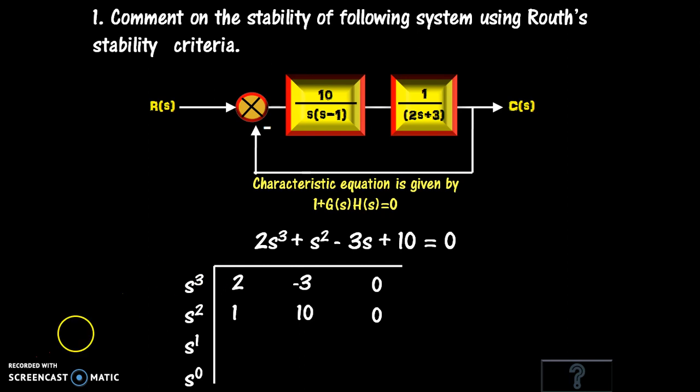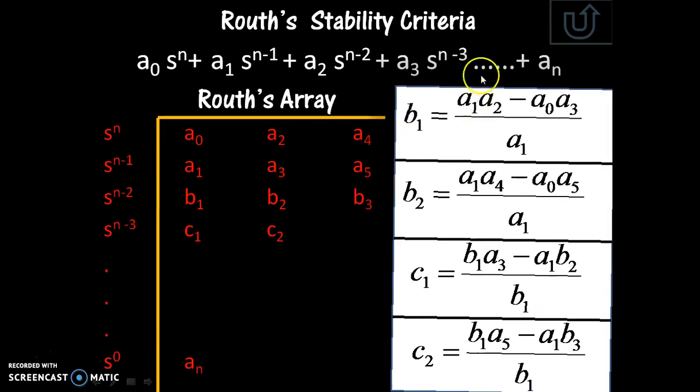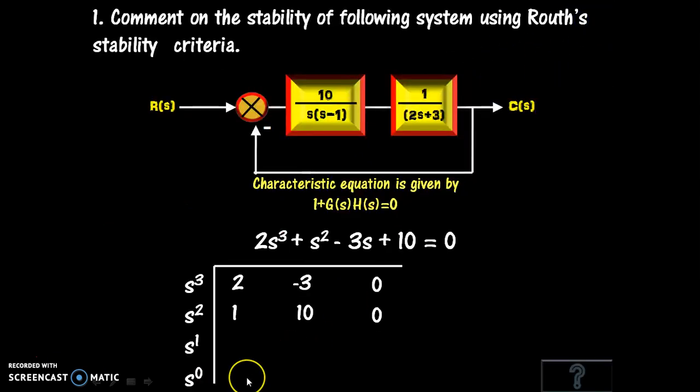So how to fill the remaining two rows? By using the formula. The formula is already available with us. So by using this formula, we can fill the remaining two rows. So it comes minus 23, 0, and finally 10. Now we got the Routh's array. Now after getting the Routh's array, what we need to do? We have to observe the first column. In the first column, we can see sign changes because 2 is positive, then 1 is again positive, and then there is minus 23. So positive to negative is the first sign change, and again minus 23 to plus 10 is the second sign change.